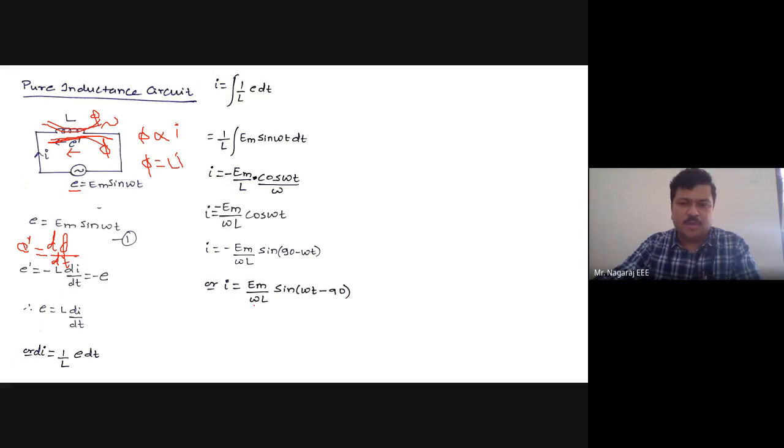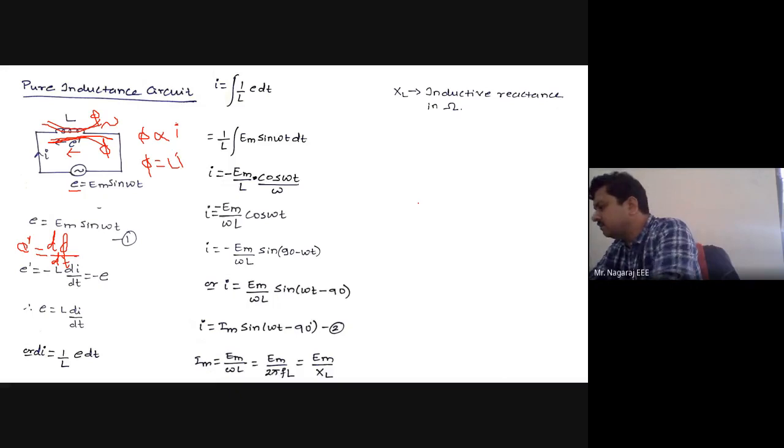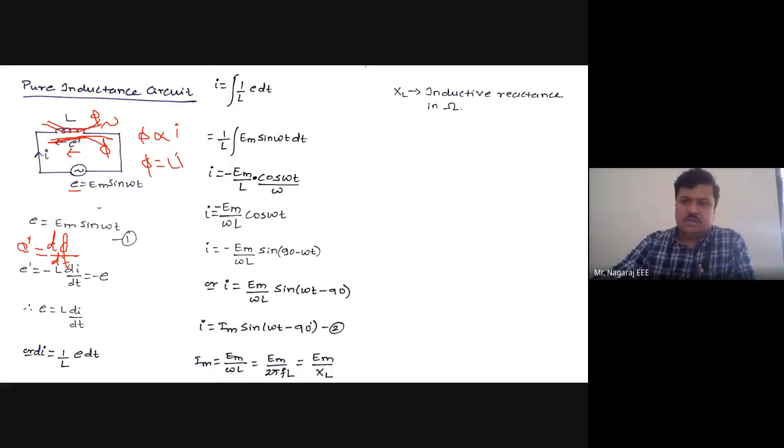Okay. So Em by omega L, I will write as Im. Im is equal to Em by omega L, which is Em by 2 pi FL, or Em by XL, where XL is inductive reactance. Inductive reactance is taken analogous to resistance, measured in ohms. So inductive reactance is similar to resistance in the circuit.